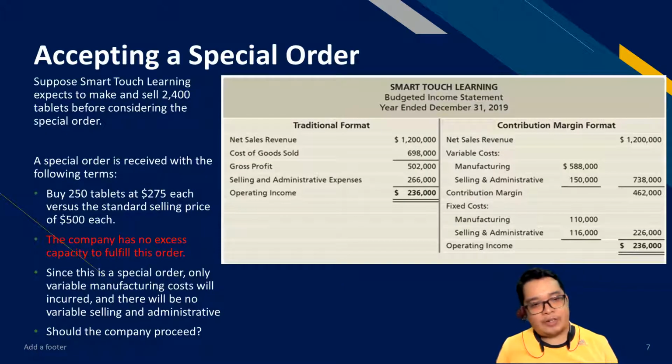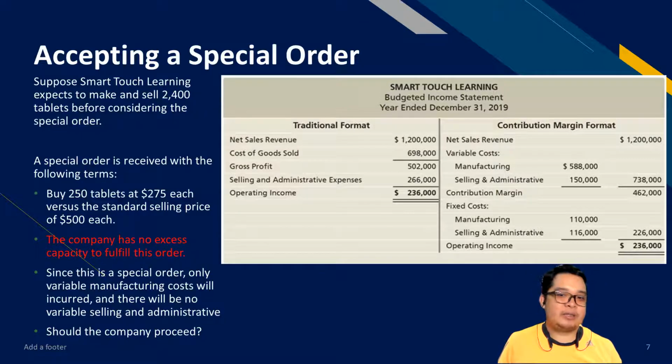Let's look at the second scenario. The second scenario is the company has no excess capacity to fulfill this order. Okay? Ibig sabihin nun, we will forego regular sales. Ibig sabihin, full capacity ka na at 2,400. If you accommodate 250 tablets at $275 each, it means that you will have to sell 2,400 minus 250. Yun na lang ang pwede mong ibenta sa regular customers at regular contribution margins.